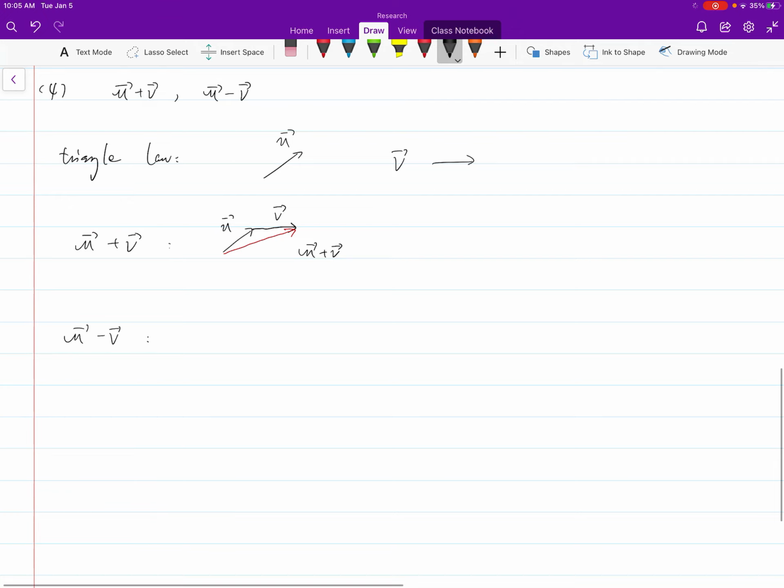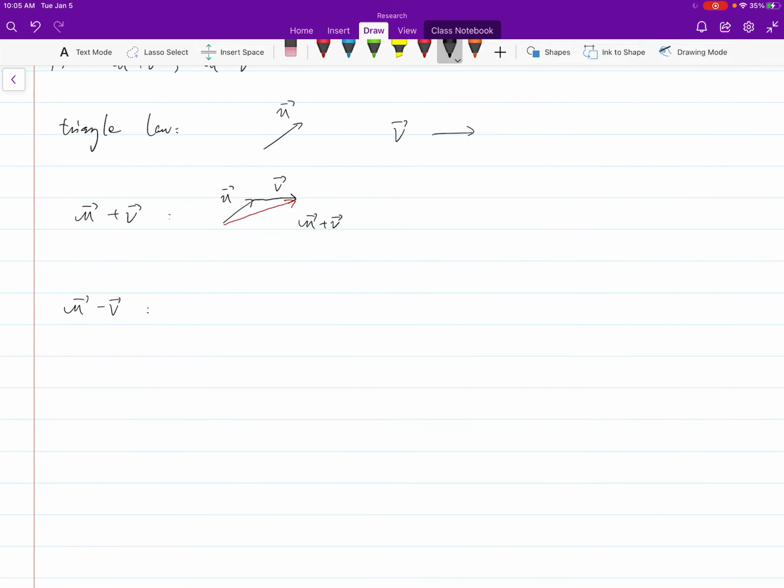All right. Similarly, for u minus v, we also put these two into the triangle, but we arrange them differently. Before, we make sure they are starting, ending, and where the first one ends is where the second one starts. For minus, we put them and we make sure they start at the same point. So after that, this will be u minus v.